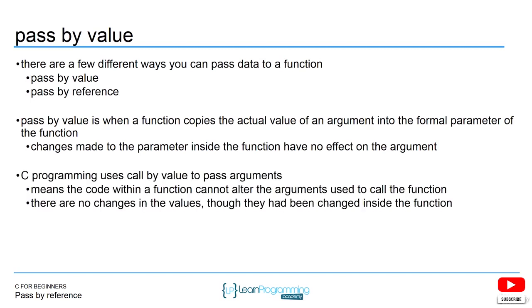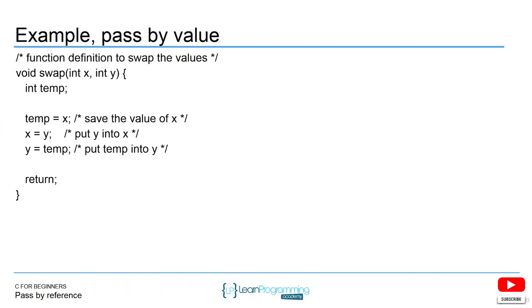C programming uses call by value to pass arguments. Everything is call by value, pass by value. These terms are used interchangeably. So again, this means the code within a function cannot alter the arguments used to call the function. There are no changes in the values, though they had been changed inside the function. It seems like they're local variables. And that's why, up until this point, you had to create global data if you wanted to share the data from one function to the next. Right? And this is how C works. But what happens when you actually pass in a copy of an address? Well, then it can mimic pass by reference. But here's an example of how we've been using pass by value.